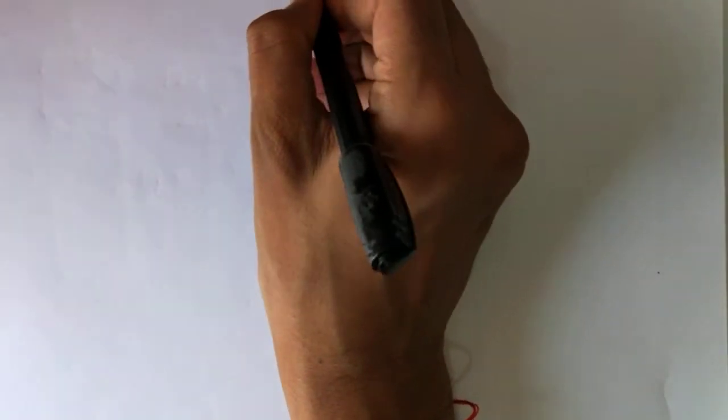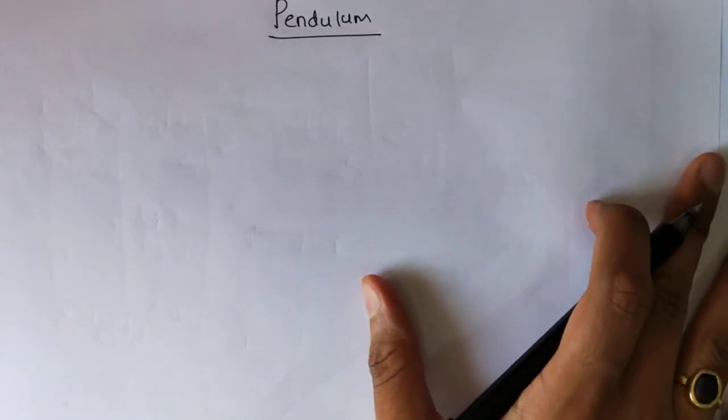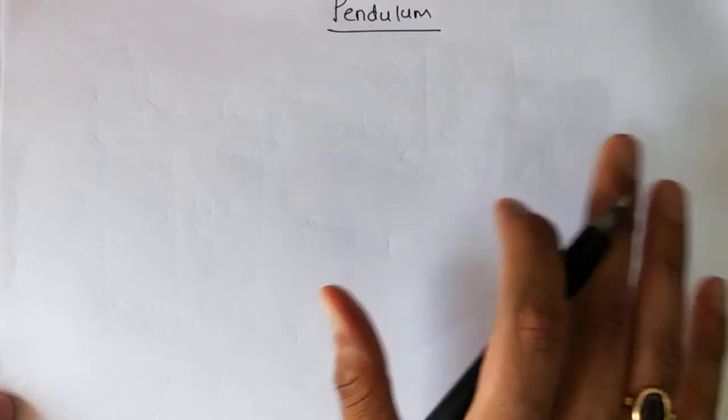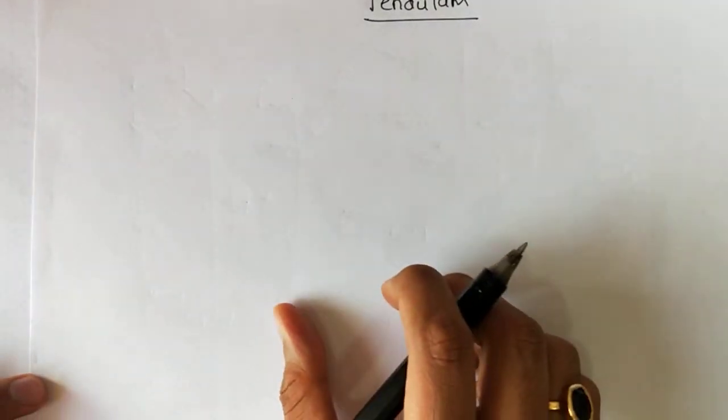Hello students, so we have completed part A and part B. In part B we have done vernier caliper and screw gauge. Now part C is a very small part. It is based on pendulum. It is one of the easiest parts also, and there are only a few things to remember in this part.